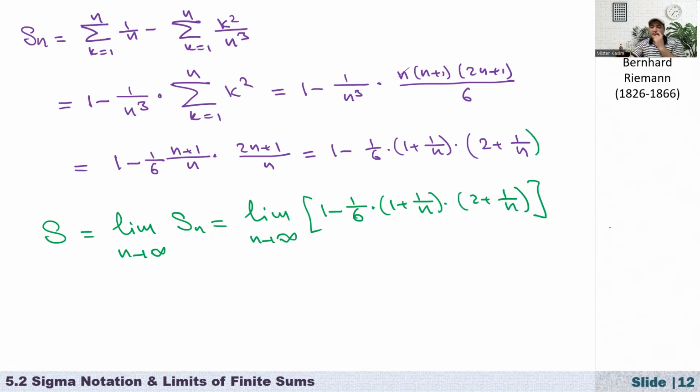And we know how to calculate this limit from chapter 2. Really easy limits. So 1 is constant, 1 over 6 is also a constant number, and 1 plus 1 over n goes to 1 since 1 over n goes to 0. So here we have 1 times 2 plus 1 over n, that's equal to 2. So that's equal to 1 minus 2 over 6, which is equal to 1 over 3. So the area of the shaded region is equal to 2 over 3.